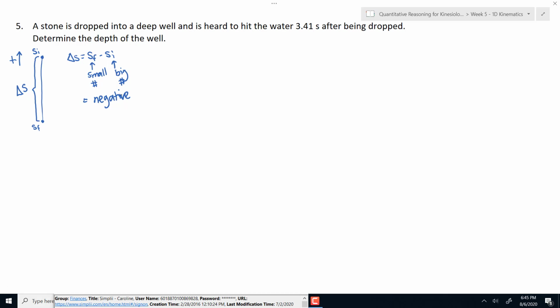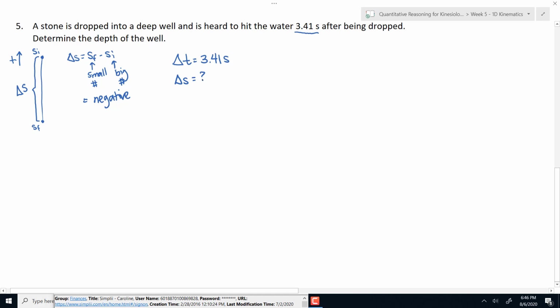So let's write down all the things that we know. A stone is dropped into a deep well and it is heard to hit the water 3.41 seconds after being dropped. So what variable is that? That's the amount of time that's gone by. So delta t is equal to 3.41 seconds. Determine the depth of the well. So that's delta s. That's what we're looking for, our question mark, and we should expect to get a negative answer there.